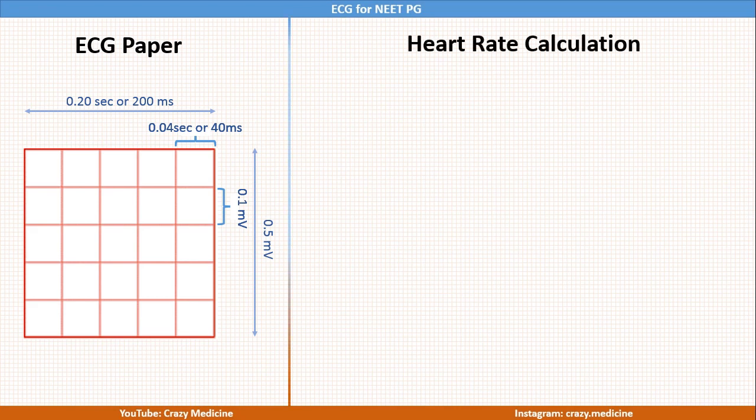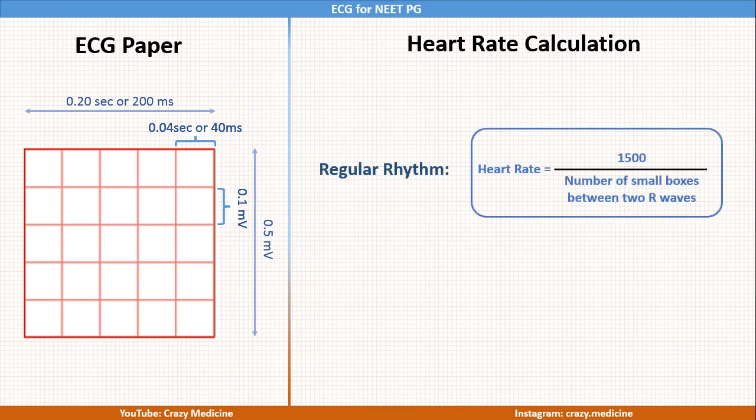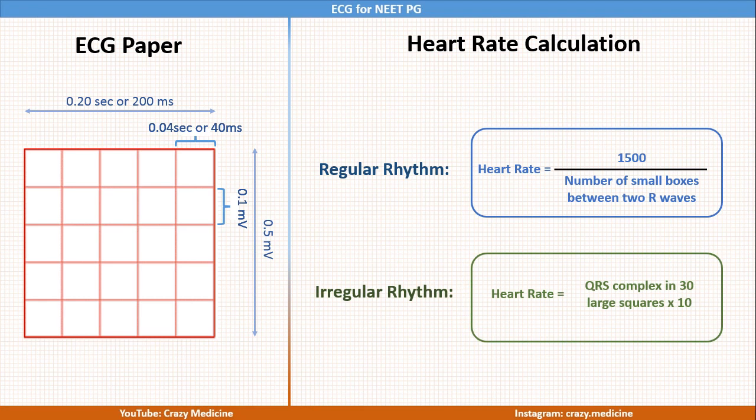First is amplitude and duration of ECG paper. One small box is 0.1 mV on the y-axis and 0.04 seconds on the x-axis. Next is calculating heart rate. If rhythm is regular, the formula is 1500 divided by the number of small boxes between two R waves, and for irregular rhythm it is the number of QRS complexes in 30 large squares multiplied by 10.